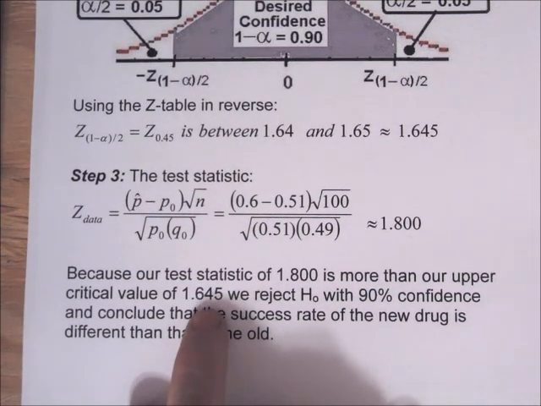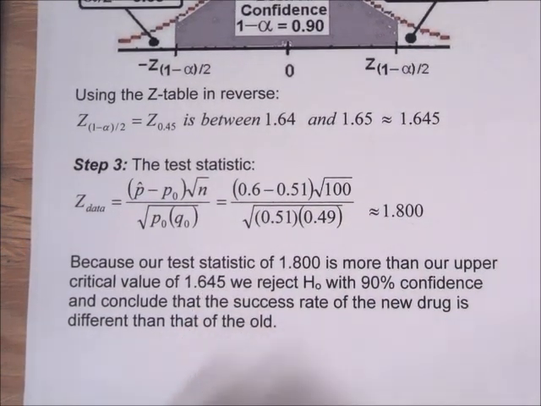That is more than a critical value, so we reject H0 with 90% confidence and conclude that the success rate of the new drug is different from that of the old drug.